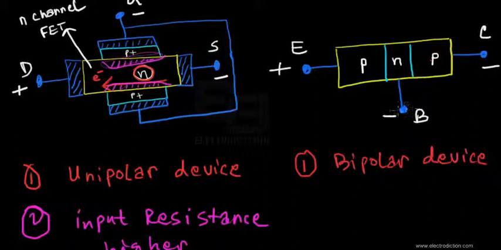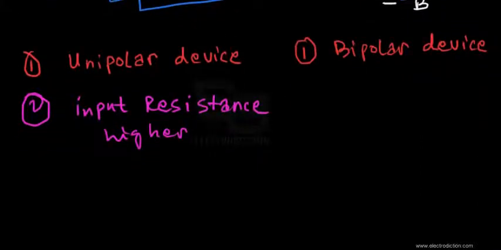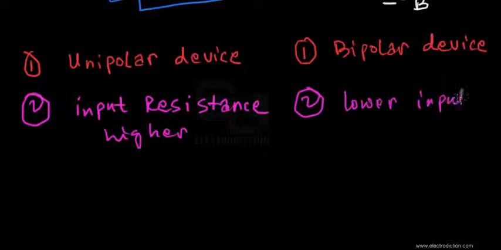So there you go. Since we forward bias the base terminal over here, the input resistance of the BJT would be comparatively lower compared to the FETs. So there we go, we have our next point of difference over here: it has lower input resistance.